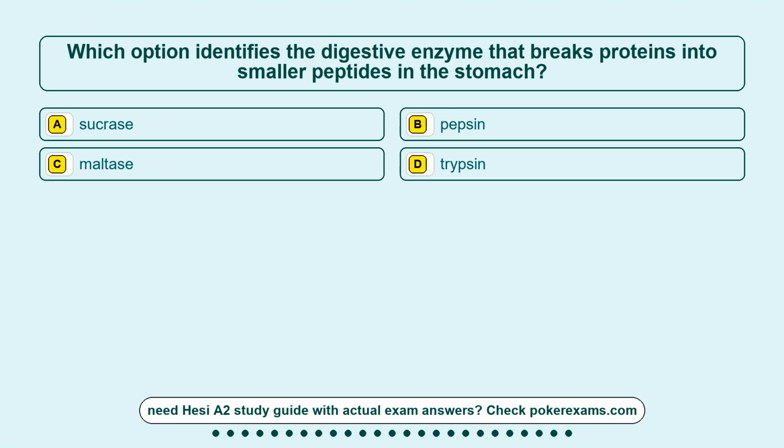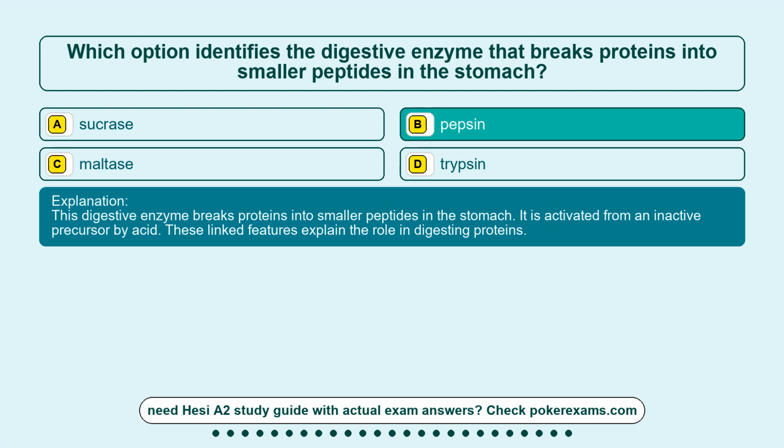Question 20. Which option identifies the digestive enzyme that breaks proteins into smaller peptides in the stomach? Option A, sucrase. Option B, pepsin. Option C, maltase. Option D, trypsin. The correct answer is option B, pepsin.